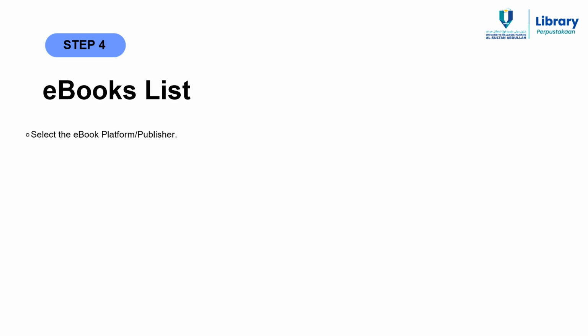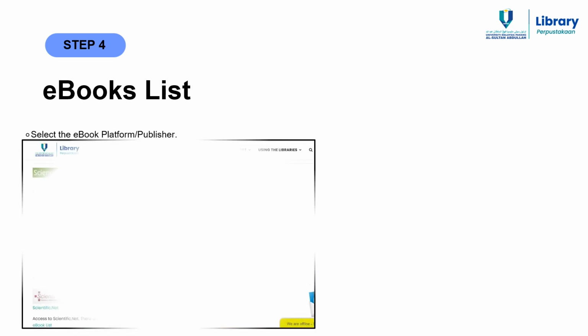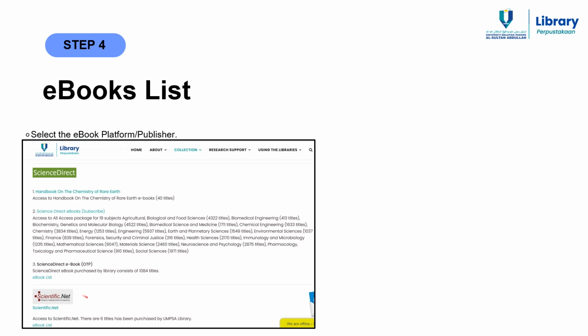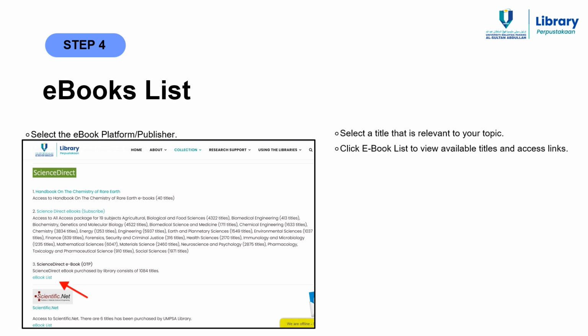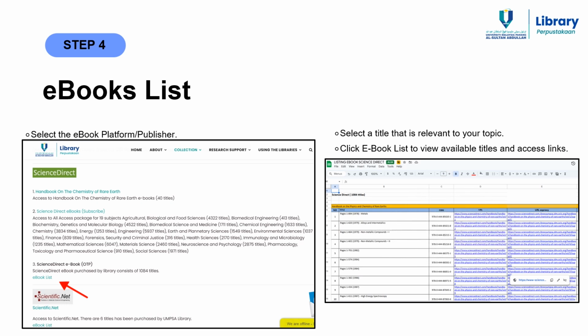Now, let's move on to step 4, where you'll see the eBooks list. Here, you want to select a title that is relevant to your topic, so make sure it aligns with what you're focusing on. To view the available titles and access their links, simply click on the ebook list button.